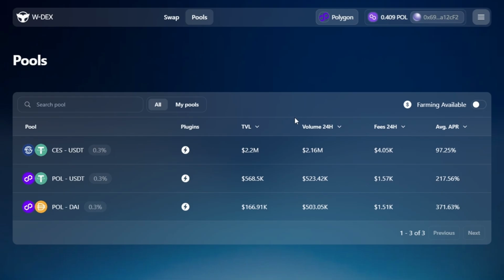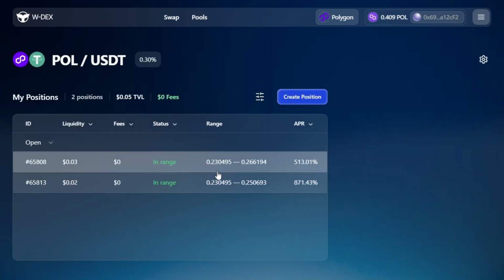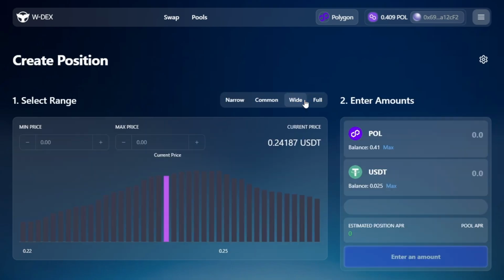In the Pools tab, to add liquidity, you need to select the desired token pair. Then go to the selected pool, where you will be prompted to open a position. Since W-DEX meets the highest standards, the exchange offers advanced settings that allow you to choose the appropriate liquidity provision method. Selecting a price range helps manage both risk and profitability.